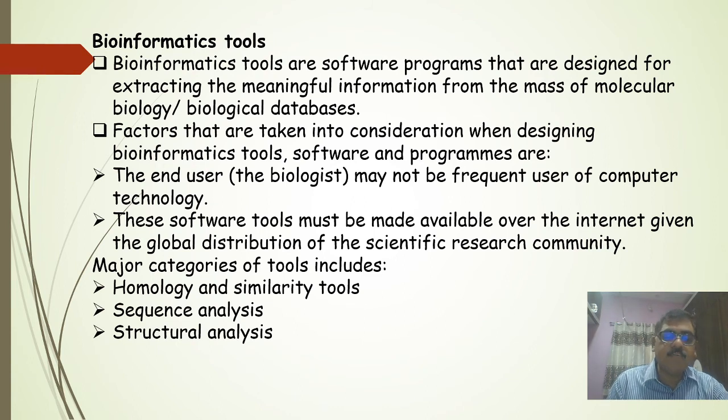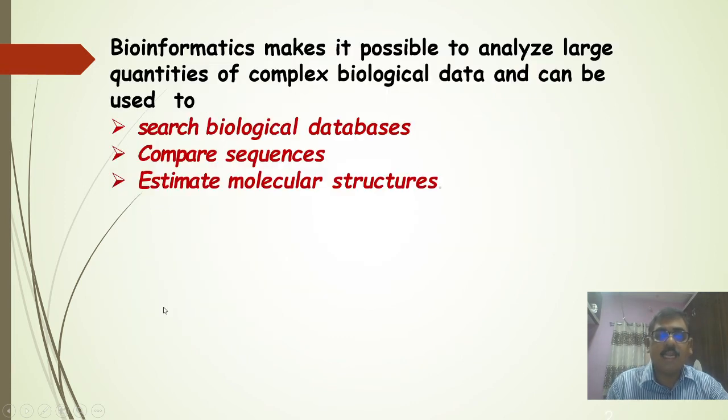The major categories of tools include homology and similarity tools for comparison purposes, then sequence analysis and structure analysis. Structural analysis is mainly for proteins. Sequence analysis is mainly for genes, or DNA. So these are the important major bioinformatics tools: homology and similarity tools, sequence analysis, and structure analysis.